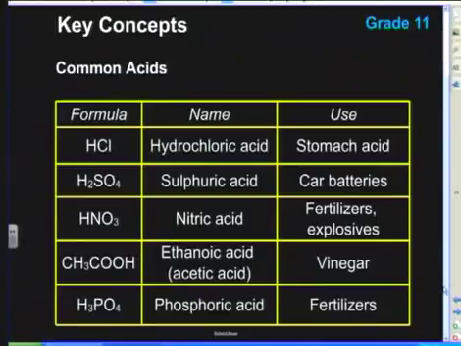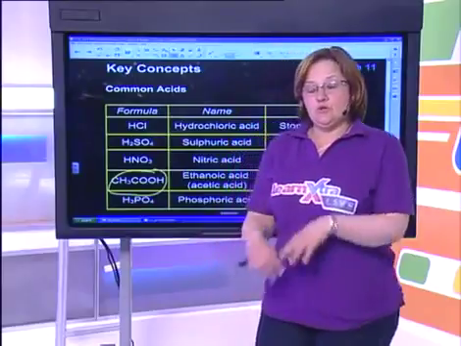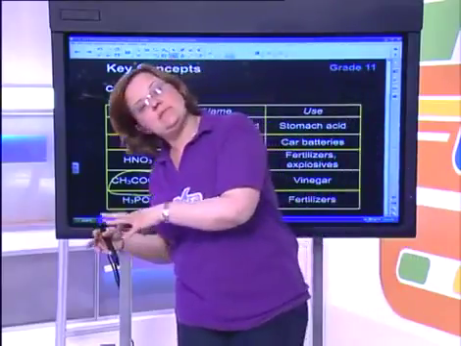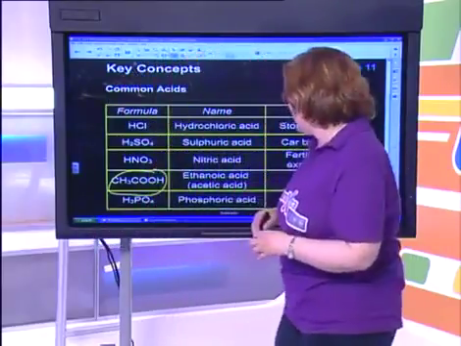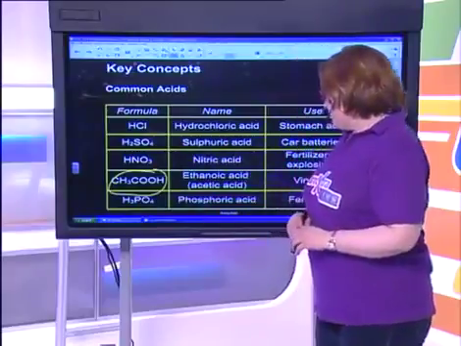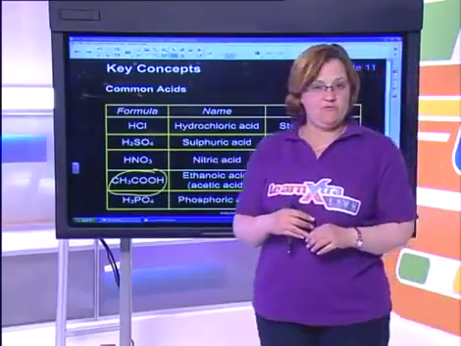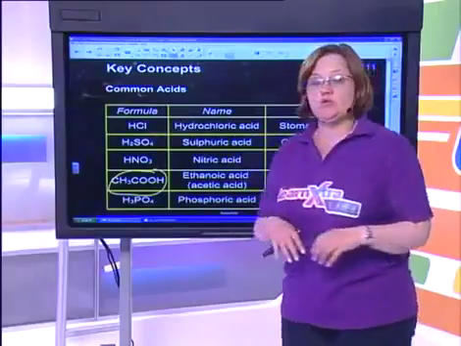It's a very weak acid. The formula here, I know it's quite long, CH3COOH, but please learn it like that, because we're talking about the structure. When you do organic chemistry next year, you'll understand why it's written like that. Then we get phosphoric acid, H3PO4, which is also used in fertilizers.